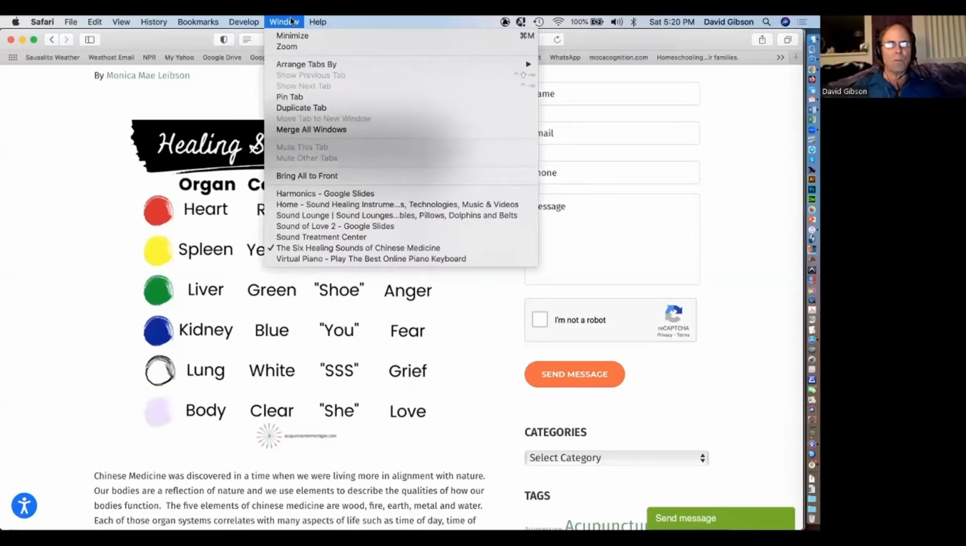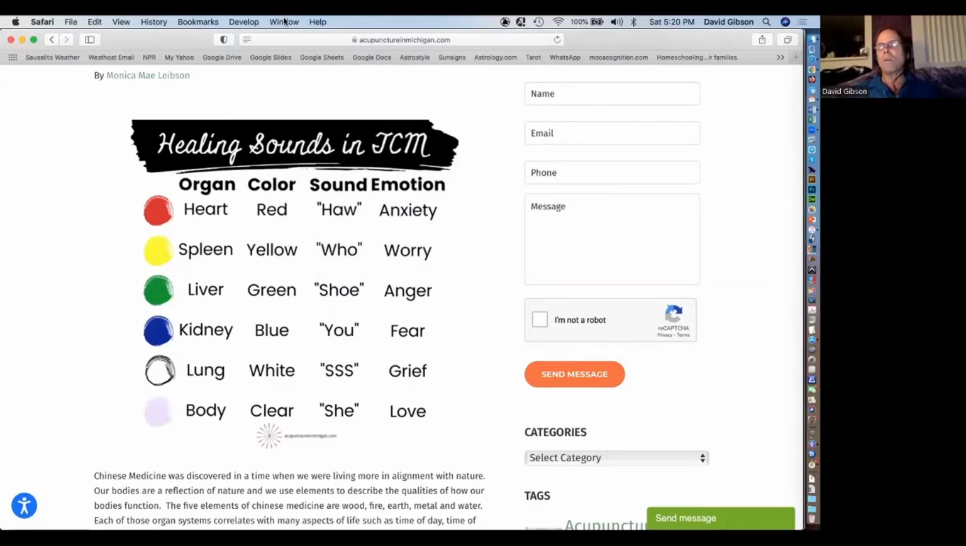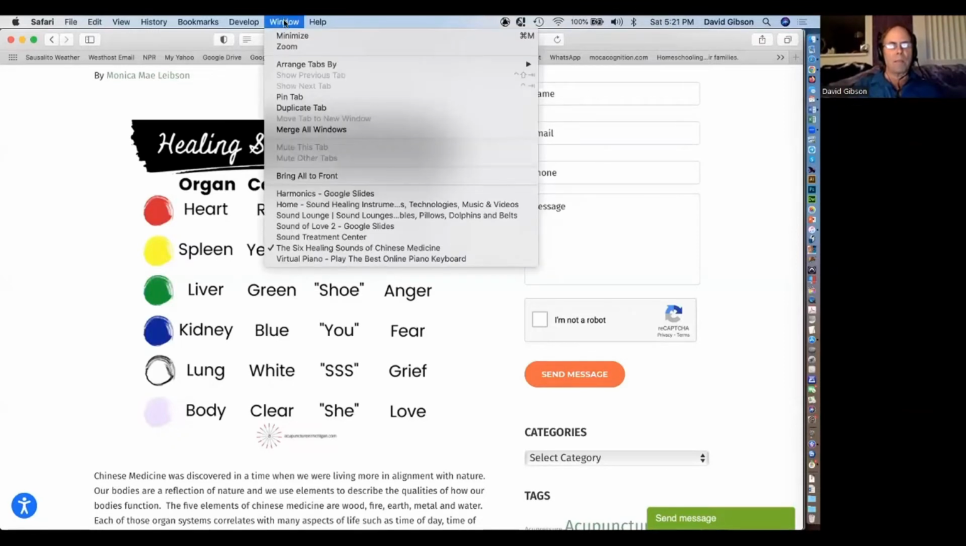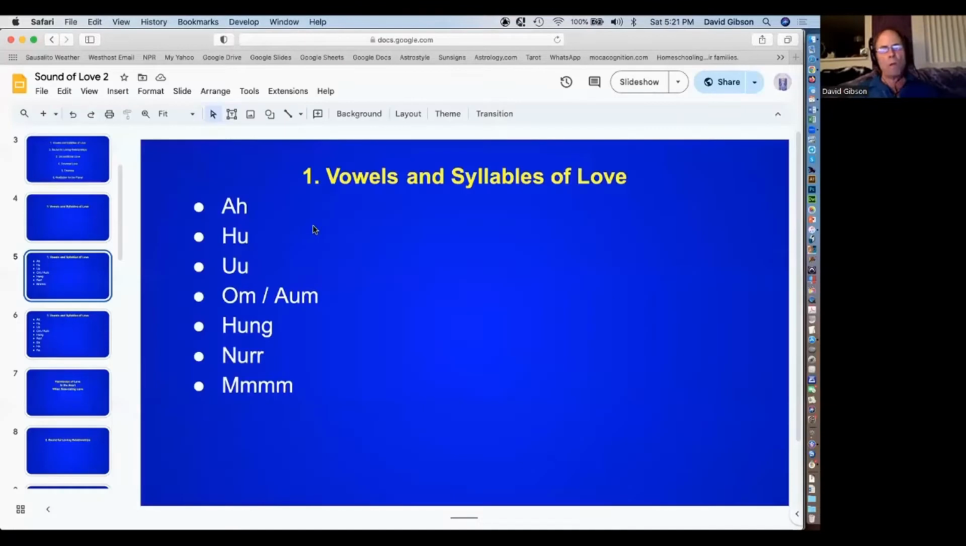And if you do a search, you can find all different versions of these six healing sounds of Qigong. There's also the book by Master Shaw, where he has over 200 different syllables for different organs. So he gets into a lot of detail there. Okay. Now, we can also just look at the syllables for love. And that's what I wanted to share the most today.